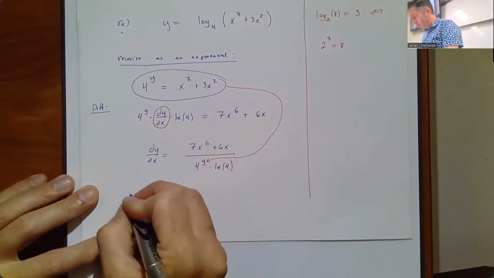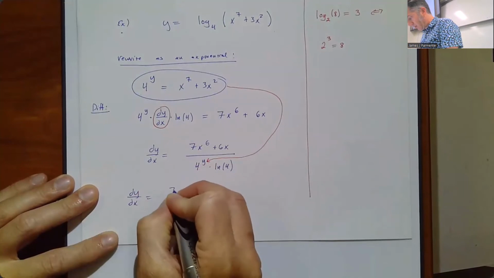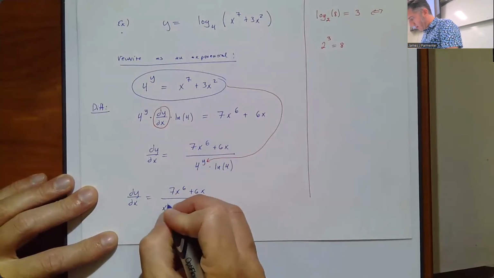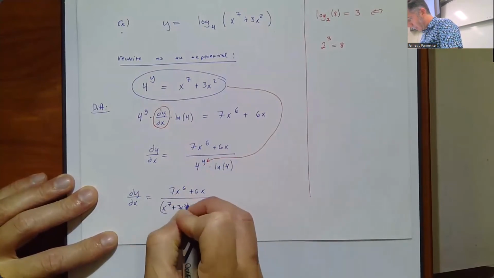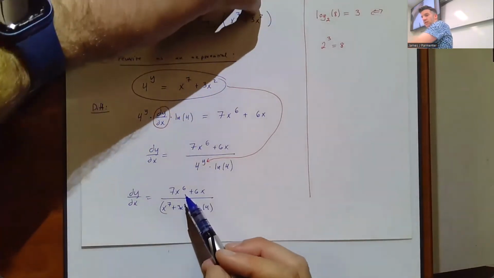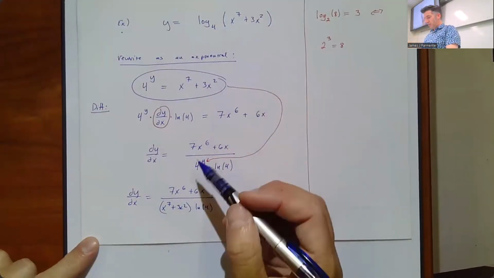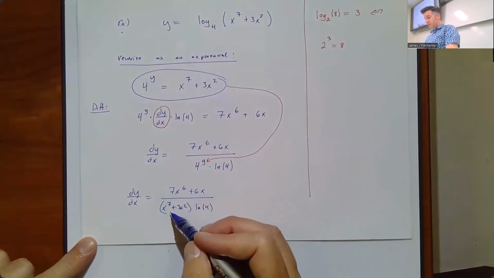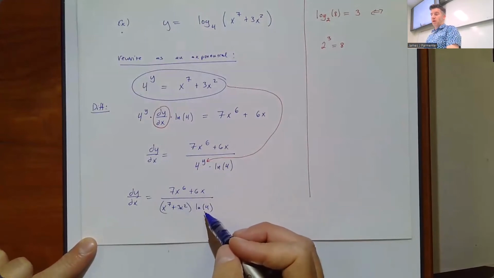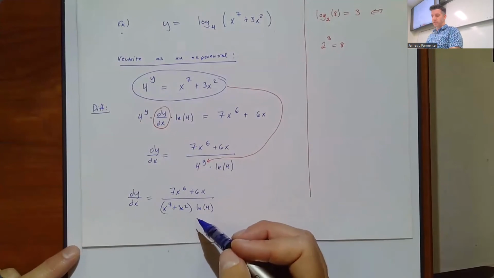So let's see. This is going to give me dy/dx equal to 7x to the 6th plus 6x over x to the 7th plus 3x squared, times the natural log of 4. Okay. So here's what I'm seeing. We'll see it in one more example, but I'm going to say it right now. If I'm looking at this as log base 4 of some stuff, I'm seeing 1 over my stuff times the derivative of my stuff divided by the natural log of the base. And that's not a surprise, or that's not a coincidence, I should say.